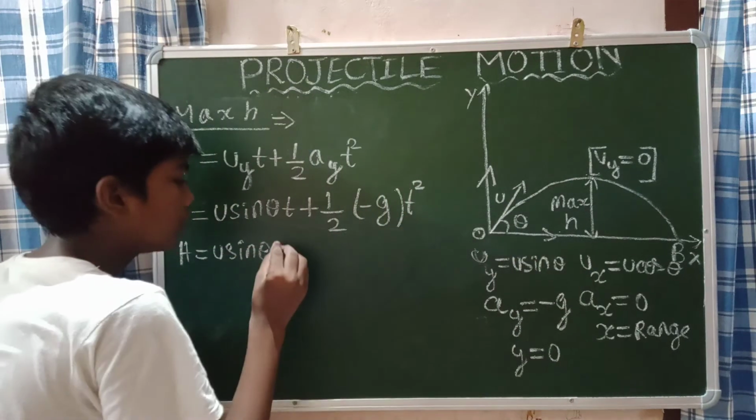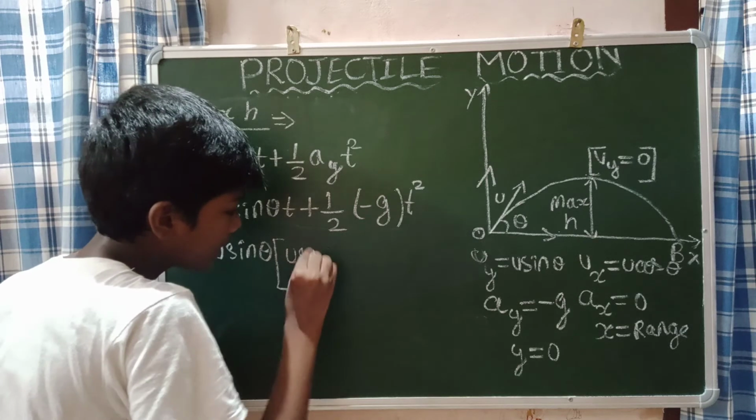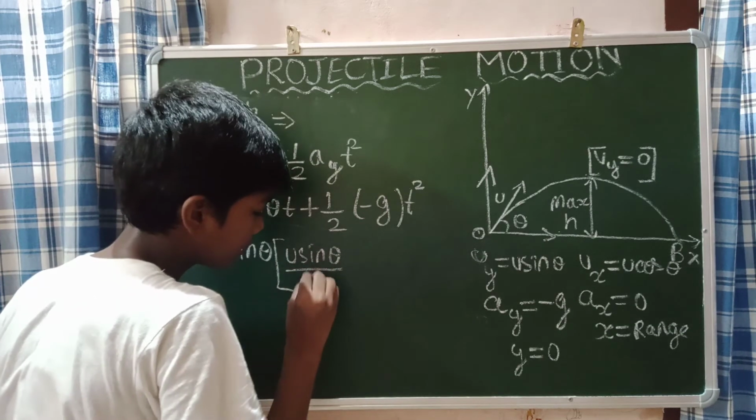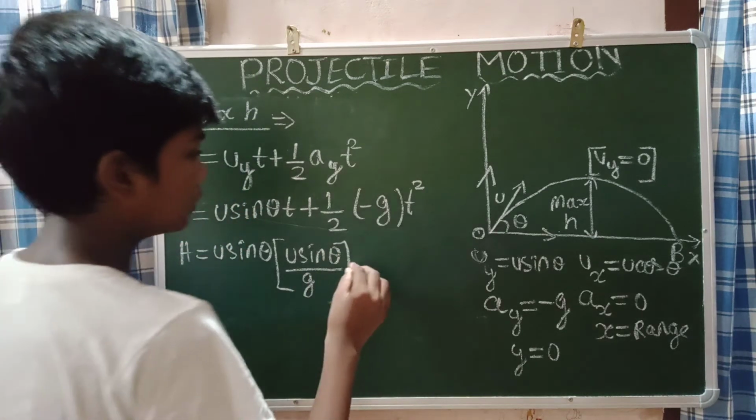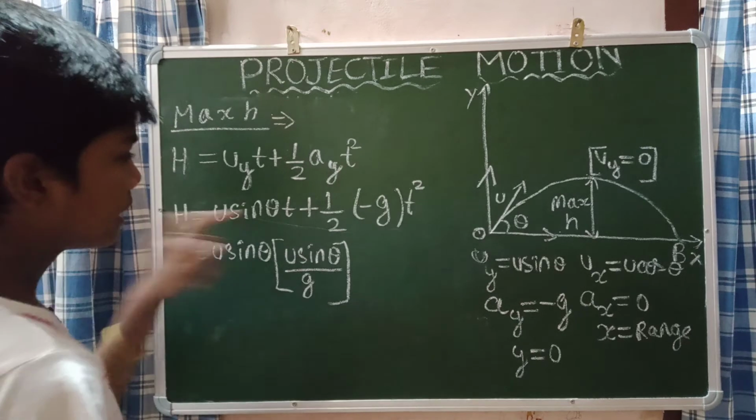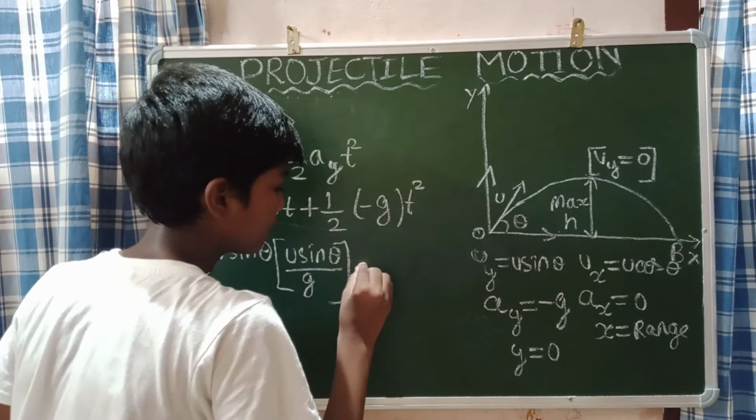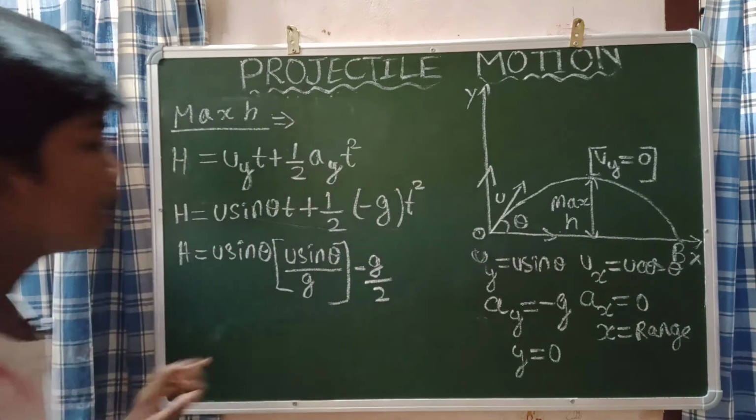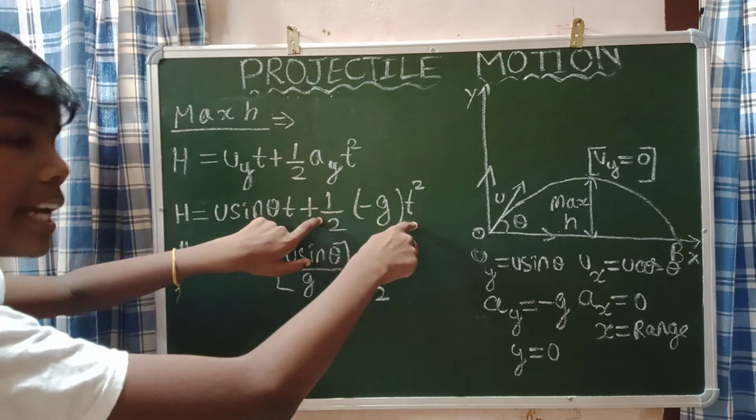So what is half of 2u sin theta by g? That is u sin theta divided by g, guys. This will be giving us u sin theta divided by g, and now we can say minus half g t square. Look carefully, guys: minus g by 2, because half into minus g is minus g by 2, and we can evaluate the time now.